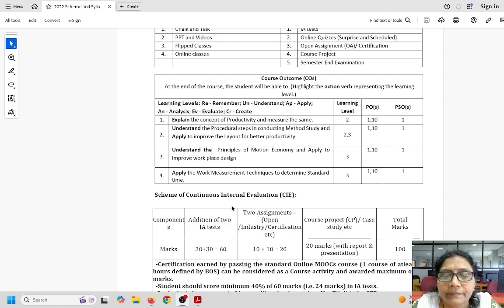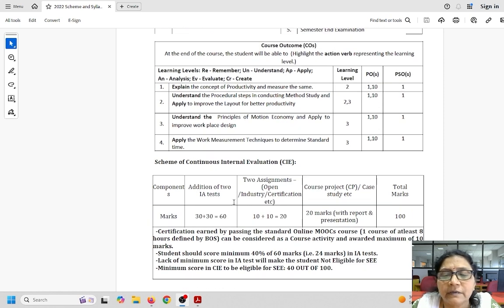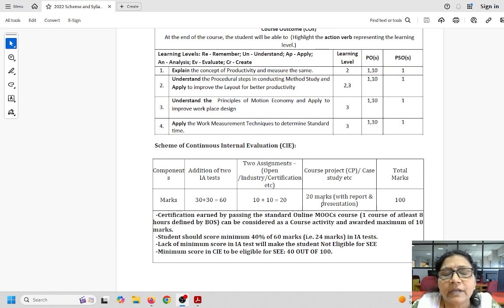The allocation of marks is 30 plus 30, 60, and 10 plus 10, 20: two assignments, and a course seminar and course project. Projects and seminars will be there. You can conduct the projects also if you are interested. Small projects you can conduct in industries also.